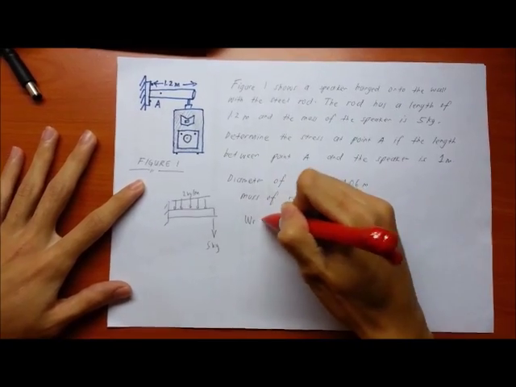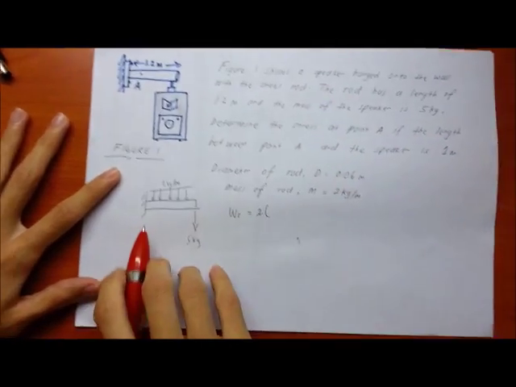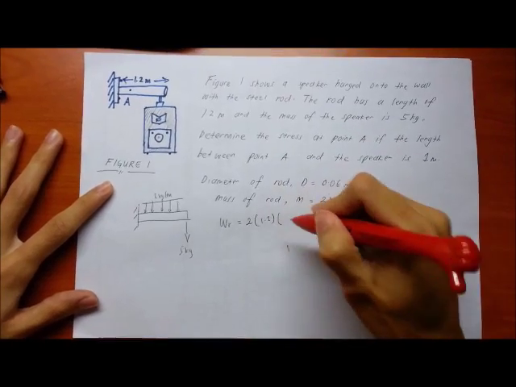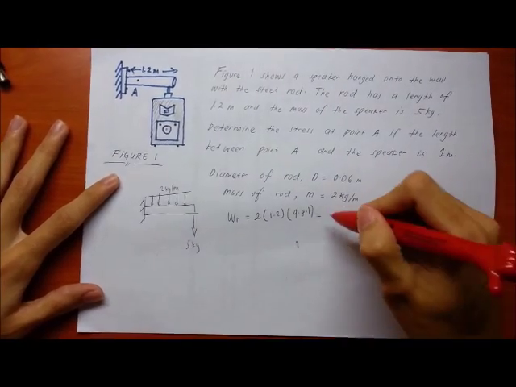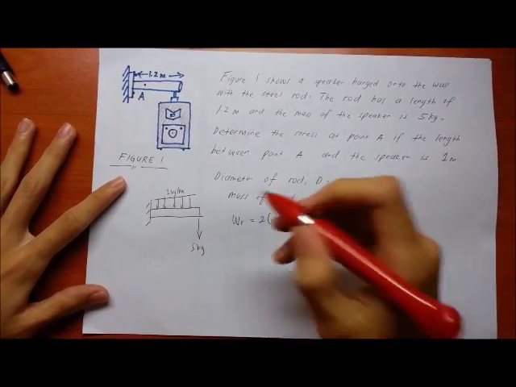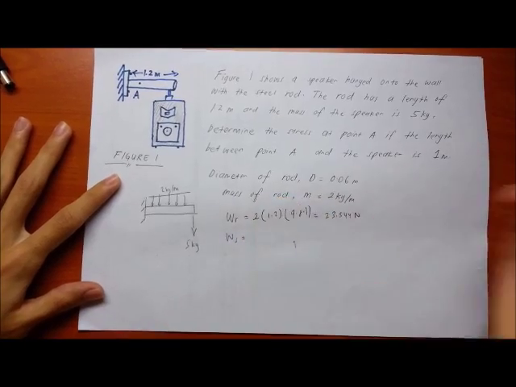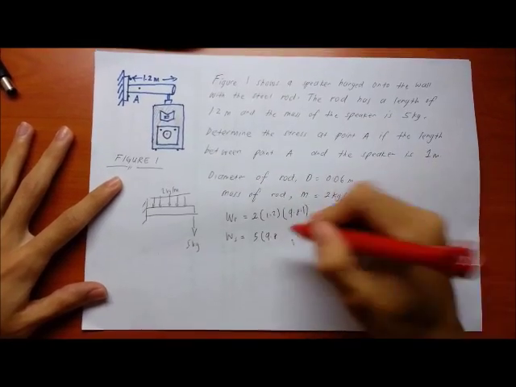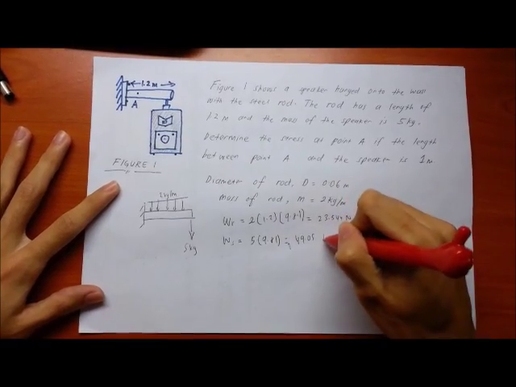The weight of the rod is 2 kilograms times the length of the rod, 1.2 meters, times gravity 9.81, and we get 23.544 Newton. The same goes for the speaker. Weight of speaker is 5 kilograms times gravity 9.81, then we get 49.05 Newton.